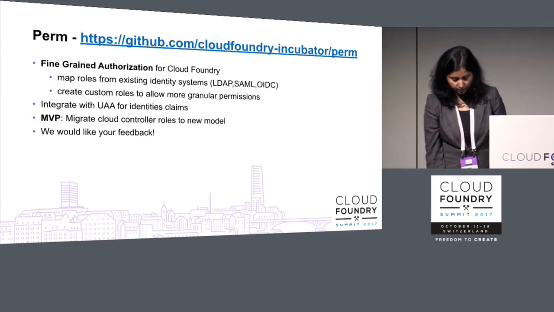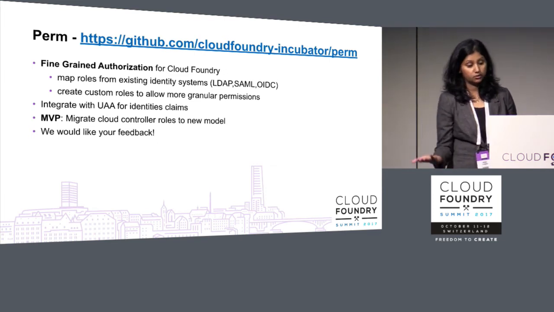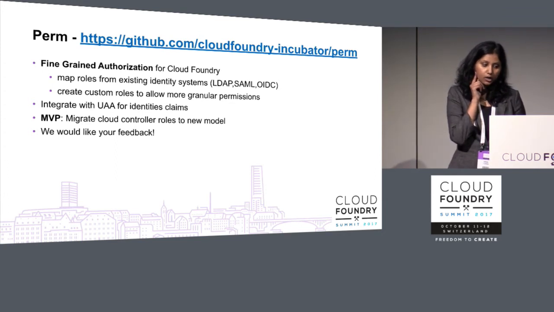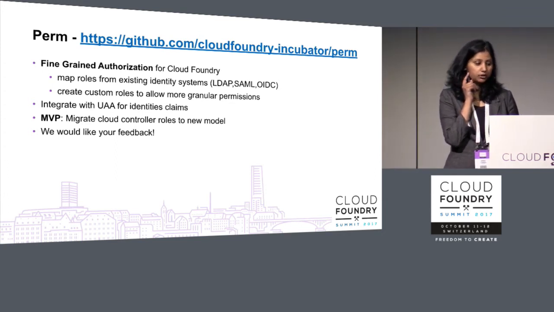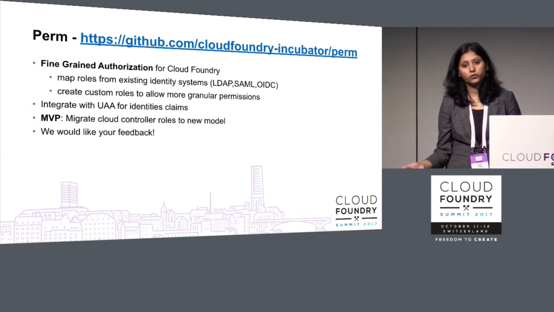I put this slide in. It's not directly connected to UAA, but something that is close in terms of identity-related decision making. So we are kicking off a new project which has already been kicked off. It's an incubation. It's called the Permissions Project, PERM. And it's an incubation for solving the fine-grained authorization needs for Cloud Foundry.